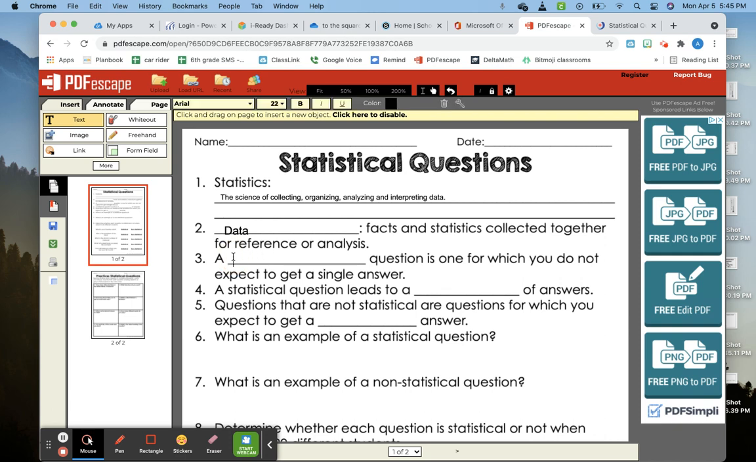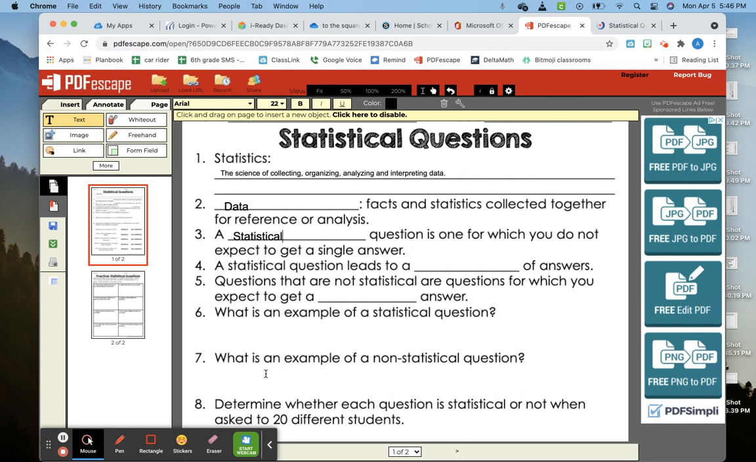A statistical question is one for which you do not expect to get a single answer. It's something that could have more than one answer, so if you ask different people, you might get a different answer. A statistical question leads to a variety of answers. It's not just one single one. It could be several different ones.